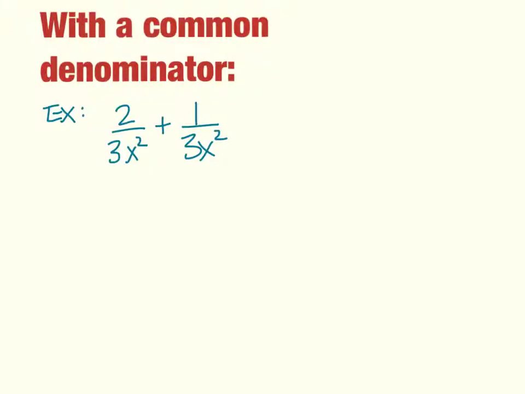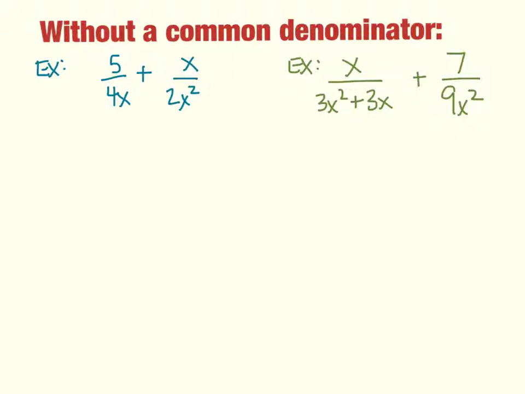Okay, whenever we have a common denominator, by the rules of fractions, we can just add the numerators together and keep the denominator the same. So across the top, 2 plus 1 is 3 over 3x squared. And then we can simplify, because this 3 divides this 3. So this is 1 over x squared. Whenever we have a common denominator, it's not too challenging. You just get to go straight into it.